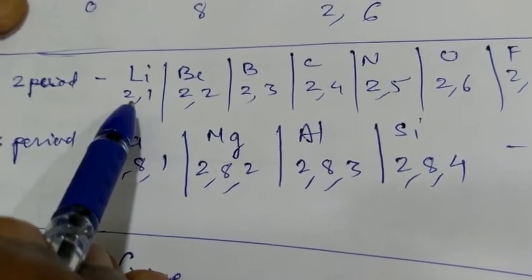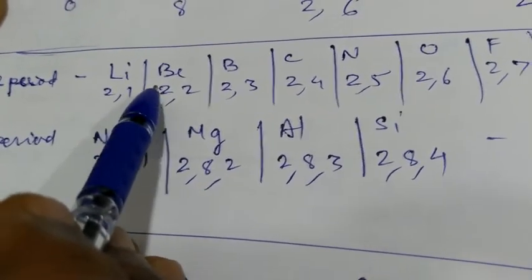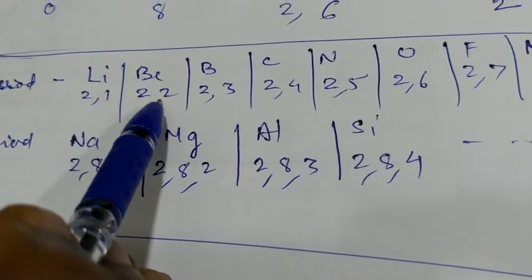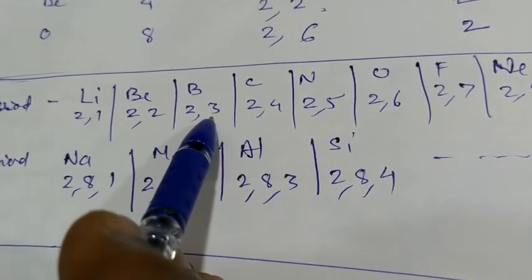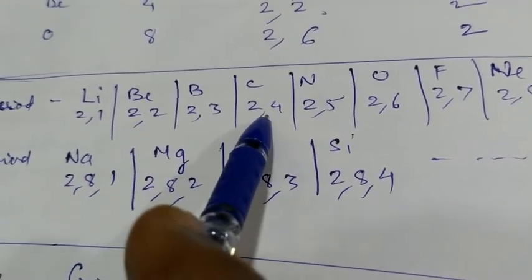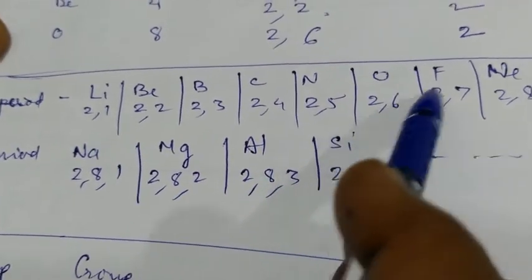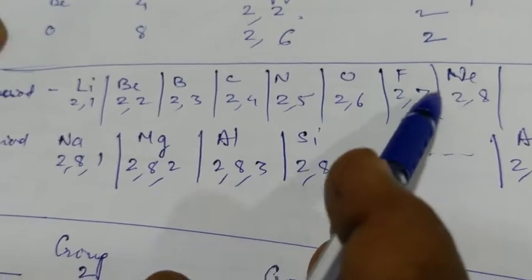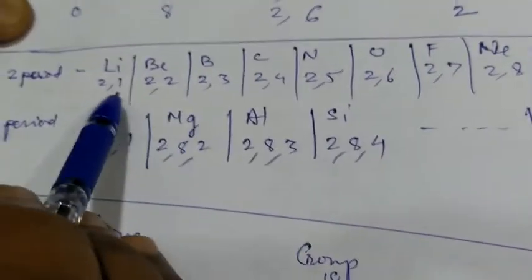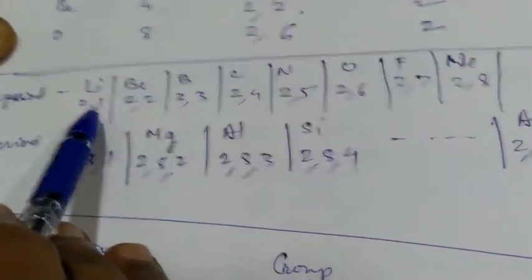I have written its electronic configuration: 2 and 1. Then beryllium 2 and 2, boron 2 and 3, carbon 2 and 4, nitrogen 2 and 5, oxygen 2 and 6, fluorine 2 and 7, and neon 2 and 8. So this will be the electronic configuration of these elements.